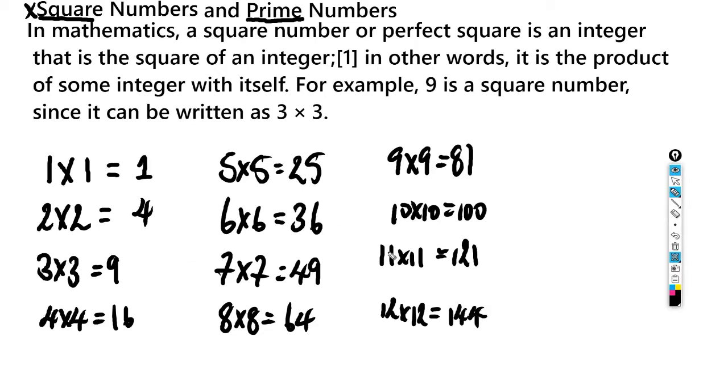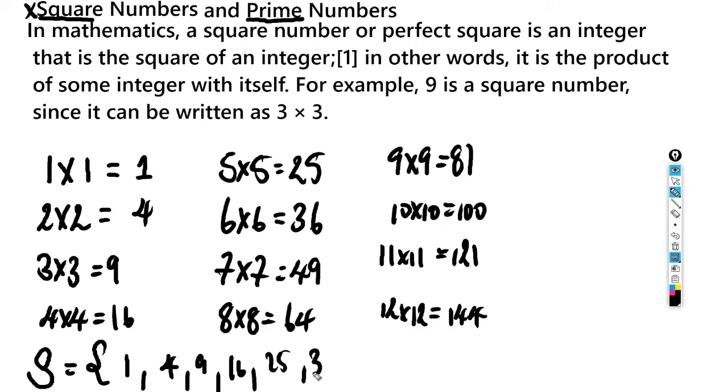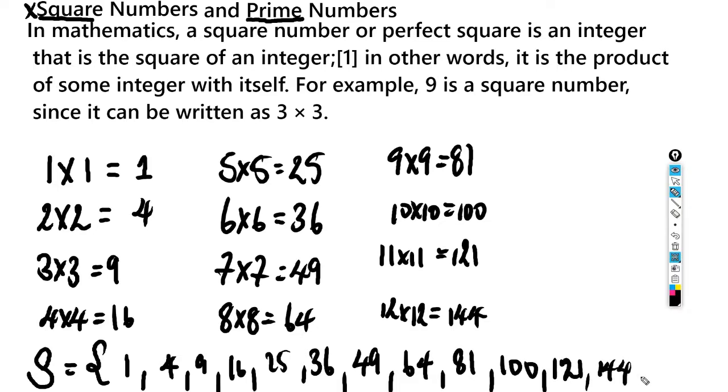If you knew your timetables, you would pretty much know these square numbers by heart. But let's write a set for it. Let's say we have a set S, which is equal to the square numbers. We can write the set as 1, 4, 9, 16, 25, 36, 49, 64, 81, 100, 121, and 144, and so on and so forth.